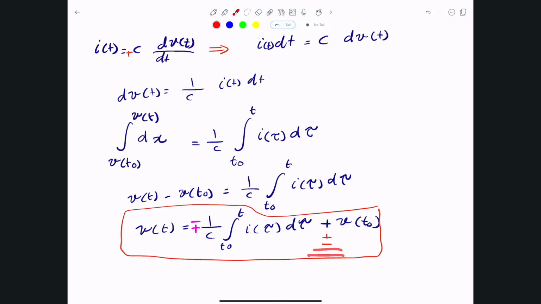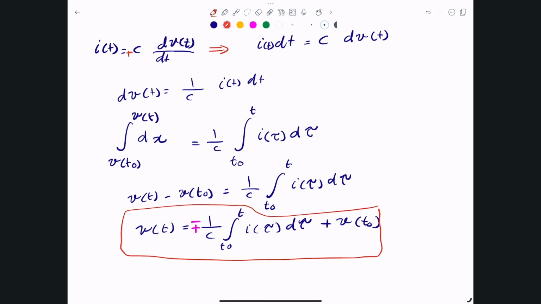That will become a lot better explained when we solve the exercises, and we'll see it. But just pay attention to the fact that I might have positive and negative in here and positive and negative in here. This comes from passive sign convention, and this comes from whether the initial voltage is the same as the voltage that I'm looking for. Anyway, for now, that's what you need to remember.